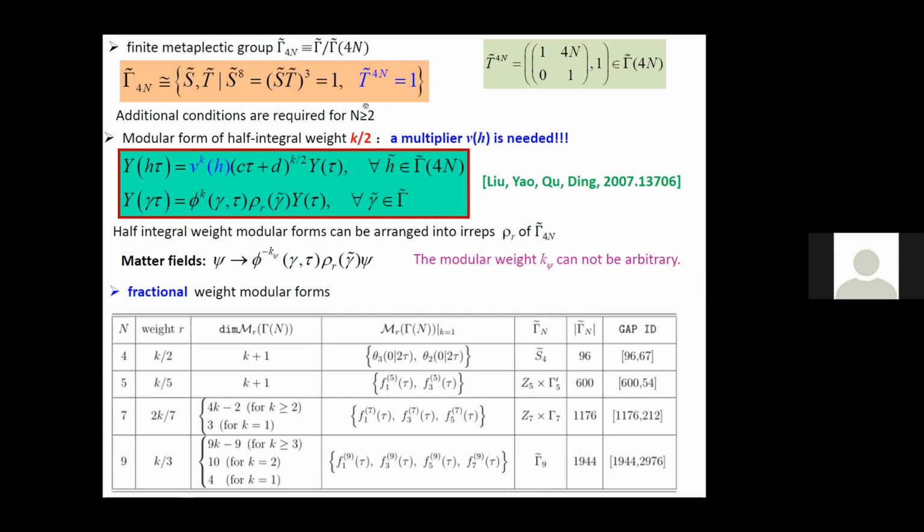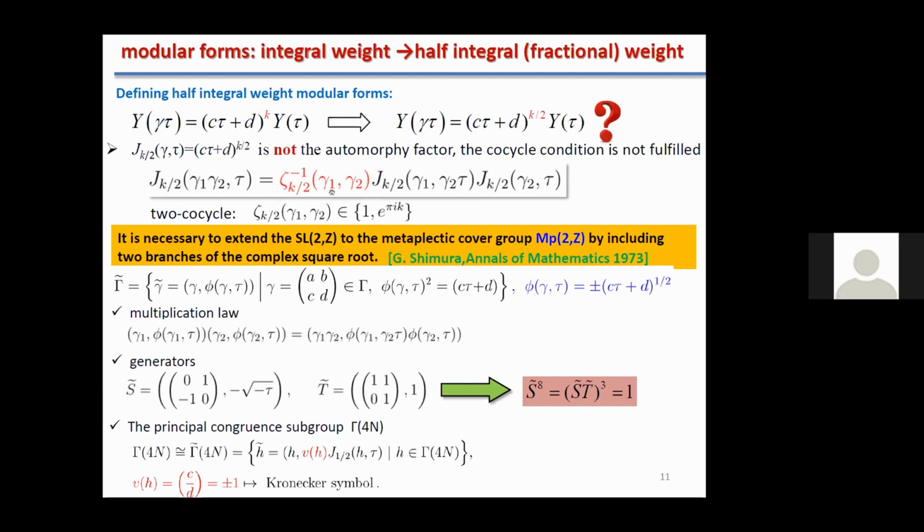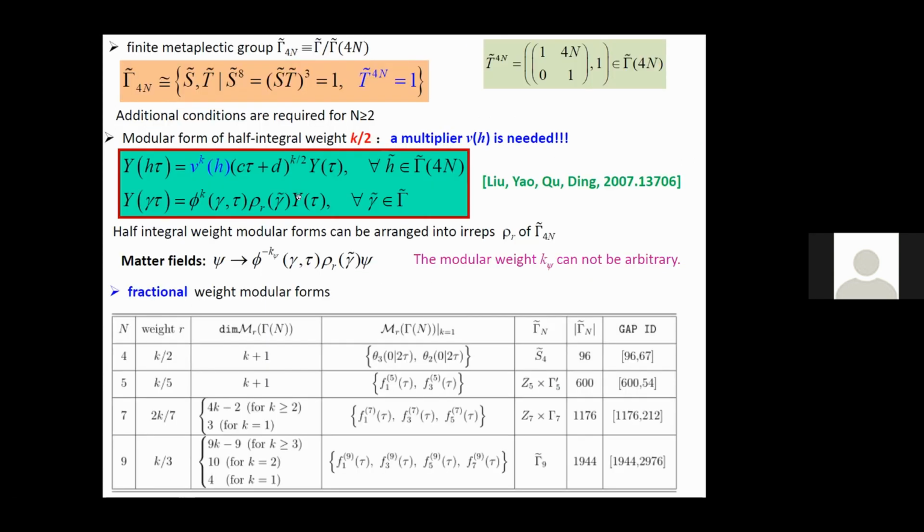In this way, if we work in the metaplectic cover, then all the modular forms of half integral weight can be decomposed into representations of the finite metaplectic groups gamma tilde 4n, similar to the original modular invariance approach. But now we have to choose gamma tilde, the metaplectic cover. If we still work in SL2Z, then there will be a factor of two cocycle. Then it is not a linear representation; the modular forms would not be linear representations of the finite modular group. So by extending SL2Z to MP2Z, we lift the projective representation to a linear representation. So this is the idea.